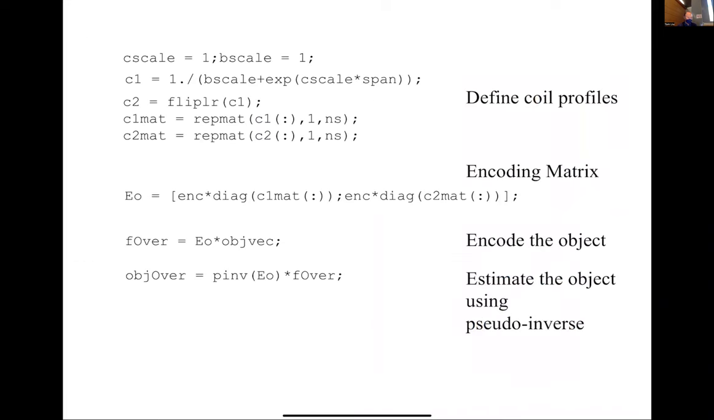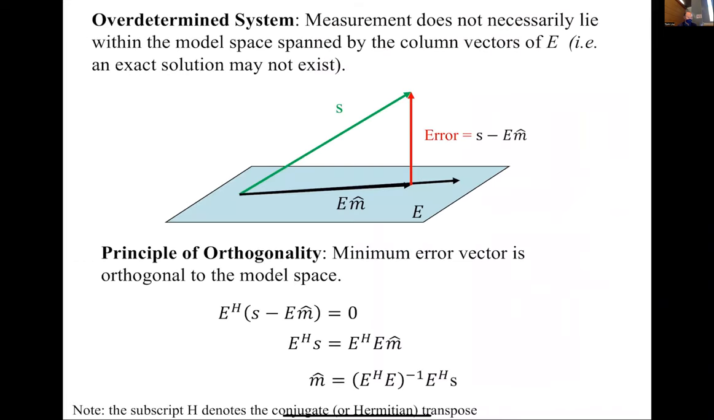That's just how you would define it mathematically. It turns out that anytime you have an overdetermined system of equations, it's essentially saying that what I measure is outside of my vector space that I can represent. And this is what I can represent. I'm just looking for the estimate in my solution space that has the smallest error to what I actually measured. This is what's known as the principle of orthogonality, which is incredibly useful.